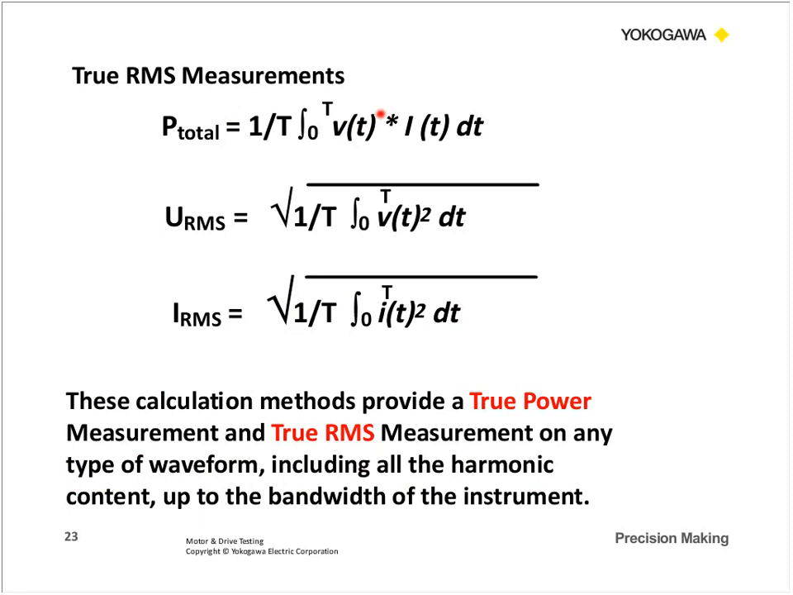So remember, true RMS measurements. We digitize the incoming voltage times the incoming current, take those instantaneous samples, accumulate them over some time period, integrate over this time period, multiply by 1 over T. That's total true power. Just like your RMS, root mean square, this is the integral of the voltage, and we take the square root of that, and the same way with the current. So these calculations give you a true power measurement and a true RMS measurement on any type of waveform, any type of distortion. It will include all the harmonic content up to the bandwidth of the instrument.